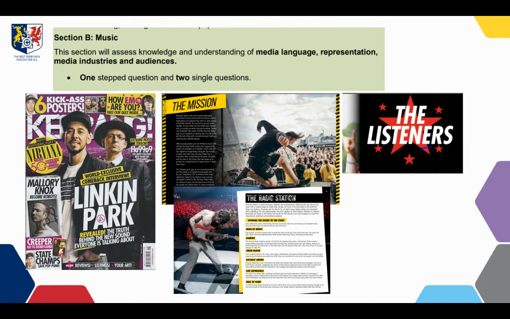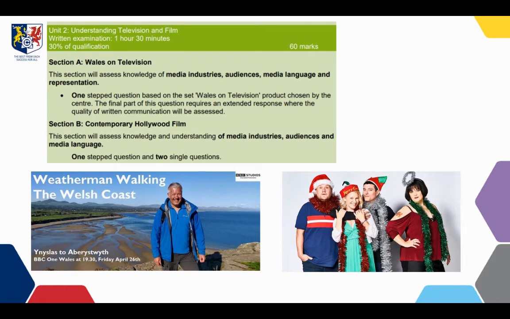The next part of the course we'll start in Year 11, and this is Wales on television. This assesses media industries, audiences, language and representation, and there is one question on a product chosen by us. We haven't yet decided what this product will be. We may decide together as a class. I think it'll probably be Gavin and Stacey, but there are other options, one of them is Weatherman Walking. We would analyse the way that Wales is presented on television through audiences, media language, and representation. So how do the characters present Wales? How do they represent what a Welsh person is?